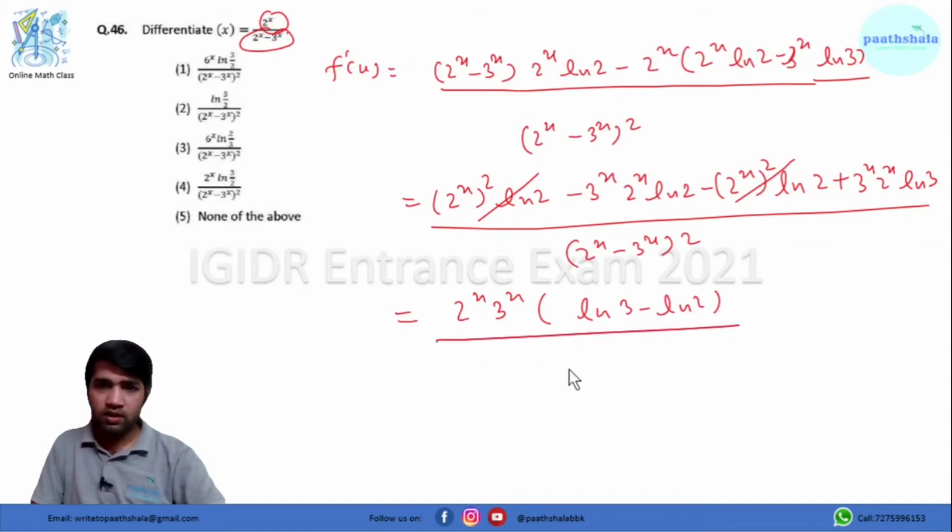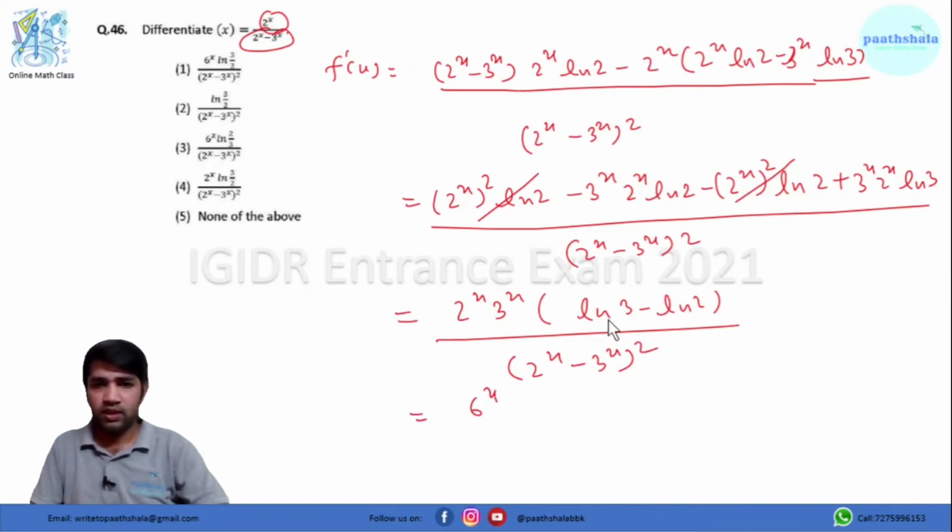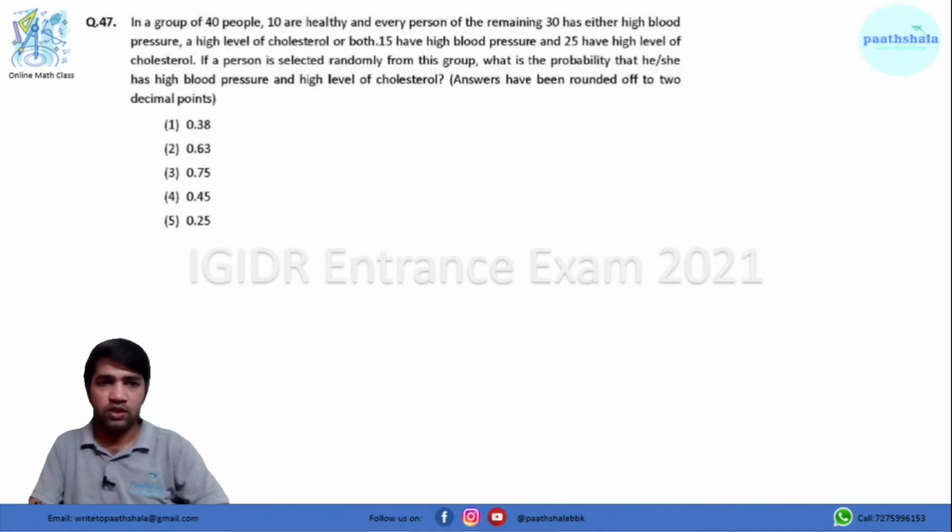And this will come out to be (2^x minus 3^x) whole square. So when you solve it further, this will become 6^x (ln 3 minus ln 2), this will become ln 3 by 2, divided by (2^x minus 3^x) whole square. So option 1 is the right option. Now let's move to the next question.